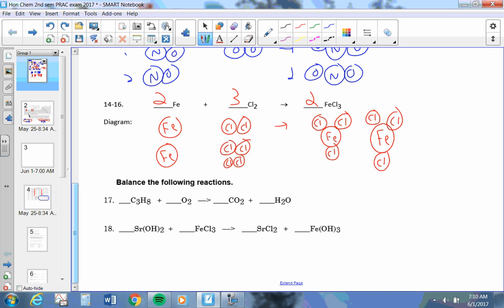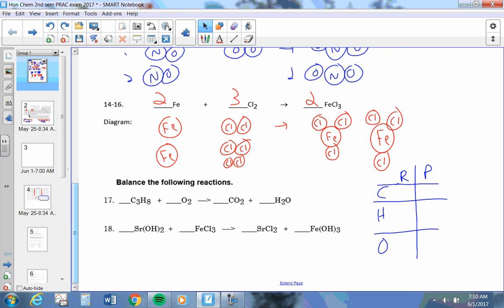The next ones, I'm going to make a T-chart over here of C's, H's, and O's. When I'm doing anything that's a combustion, I always go in order of C's, H's, and O's. I'm going to count up the reactant side and the product side. And what do I see? I see 3 C's on the first side, 8 of these, and 2 of these. But on the right side, the product side, I only see 1 of these. H's, I see 2 of these, and oxygens, I see 2 plus 1 is 3 of these.